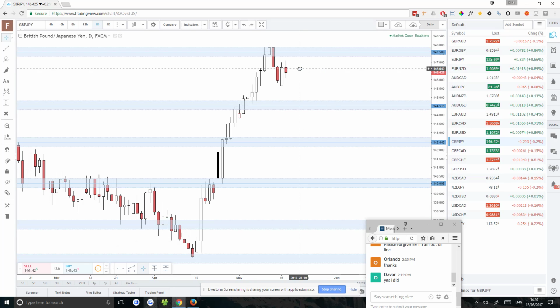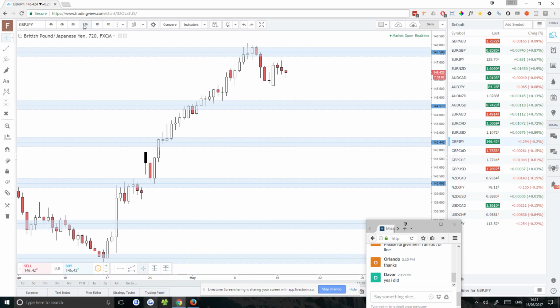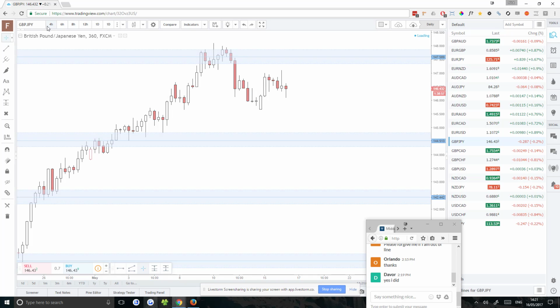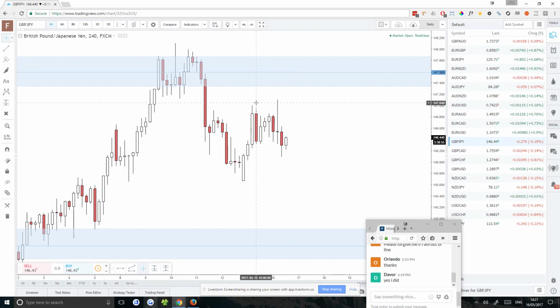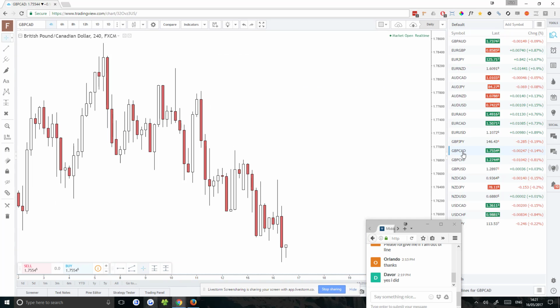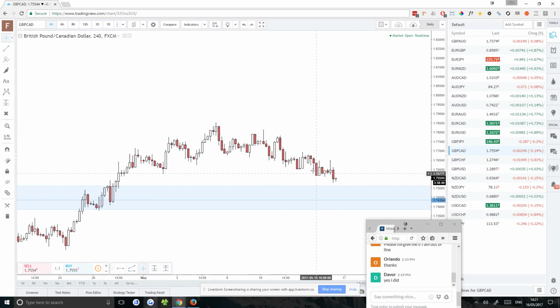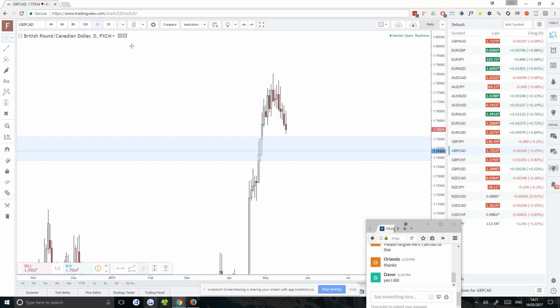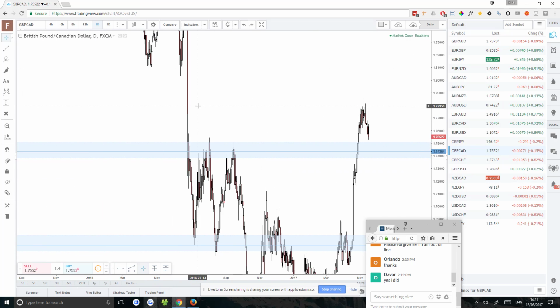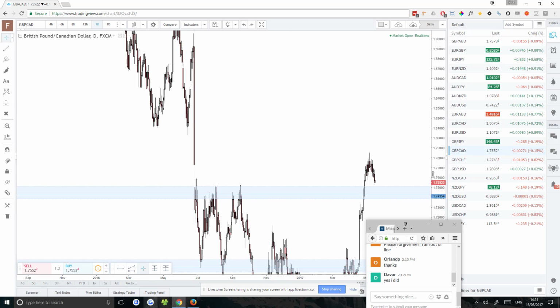GBP JPY, well, we discussed this earlier. Short trade, it looks like it's still heading down, so there's not much potential to get into a trade now because it's in between support resistance and the short's already triggered. All right, GBP CAD, what's going on with GBP CAD? We need new support resistance.